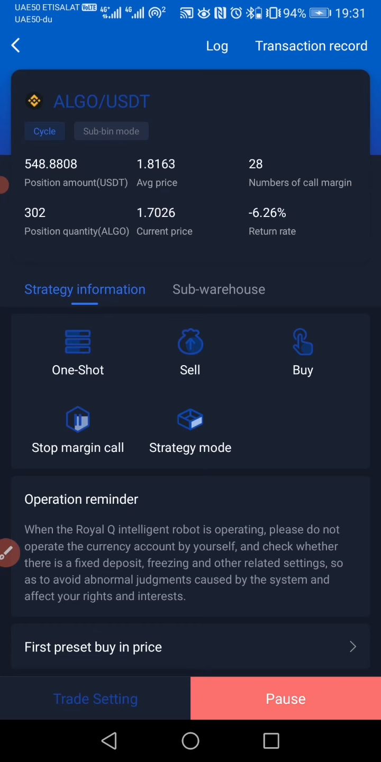So the average price, when you buy the coin the first time, is registered, and thereafter, as the robot continues to buy, it continues to bring the average price down. For every buy, it brings the average price down by a particular percentage. Then for every sell, it takes up the average price. So over time, depending on the strategy that you set, you will notice that it creates a gap between your average price and your current price.